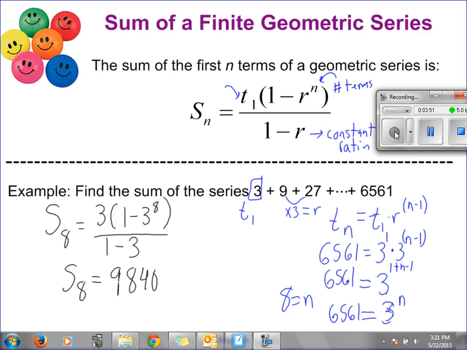This is your example of the sum of a finite geometric series. All right, I believe there will be one last example, so take a look at that one or start into the homework, whatever you're feeling like doing at the moment.